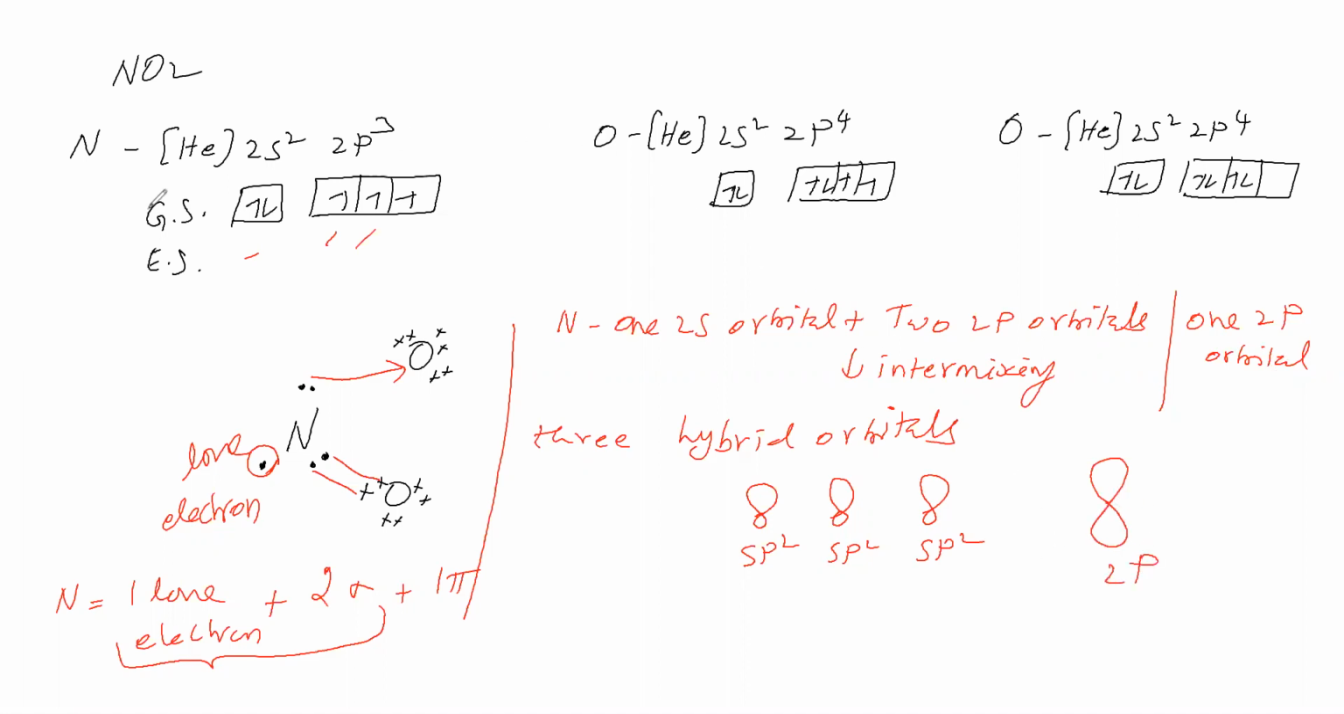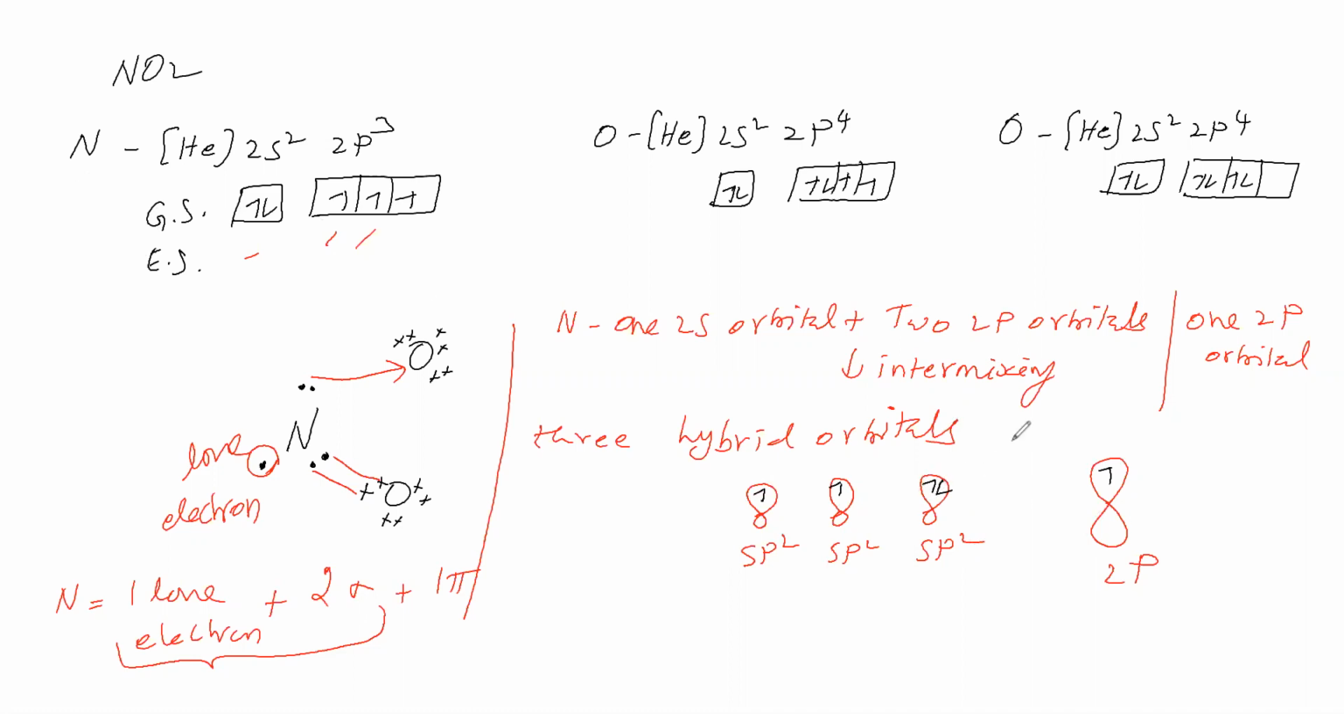Now nitrogen's valence shell has 5 electrons. How to distribute the 5 electrons, that we will see. One electron here, one electron here, and one electron we have given like this. That means in one sp2 orbital we will give two electrons, and here one electron we will give. So 5 electrons are there in nitrogen: 3 unpaired electrons and one lone pair.